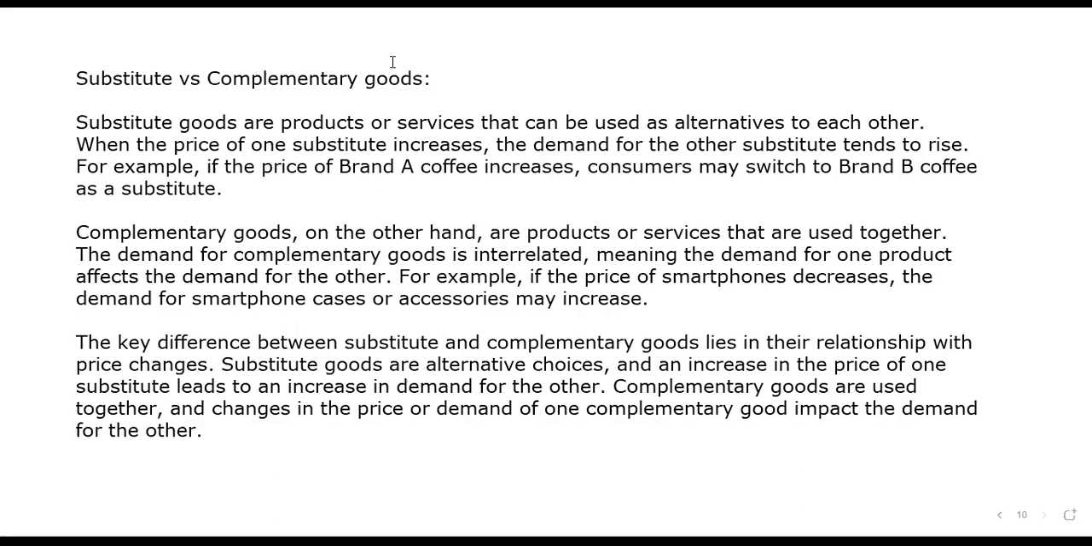So the key difference in the two goods is their relationship. Substitute goods have alternative choices. An increase in the price of one will result in a shift in demand for the other, whereas with complementary goods, changes in price or demand of one will affect the demand of the other. So positive elasticity goes with substitutes, whereas negative elasticity goes with complements.